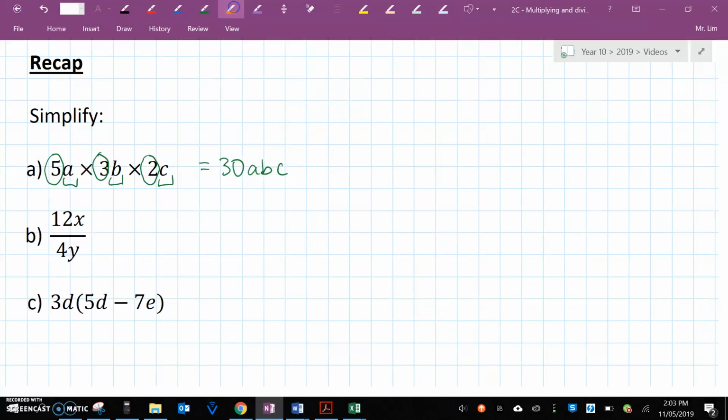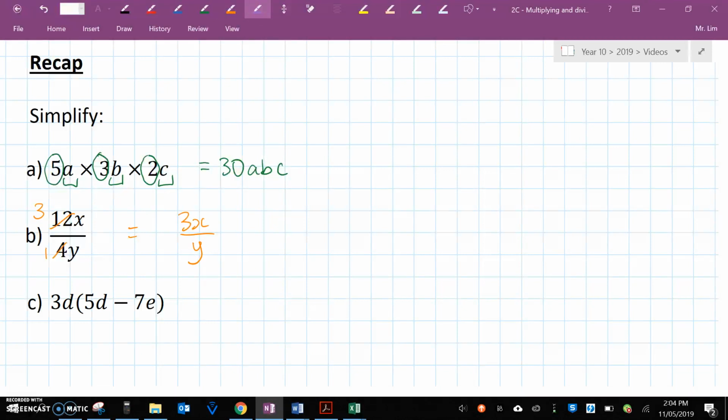In question B, we've got 12x over 4y. We need to simplify this by cancelling out any common factors. 12 and 4 are both divisible by 4. 12 divided by 4 is 3. 4 divided by 4 is 1. So that leaves us with 3x over 1y. And that's it. We can't cancel out x or y because they are not common.